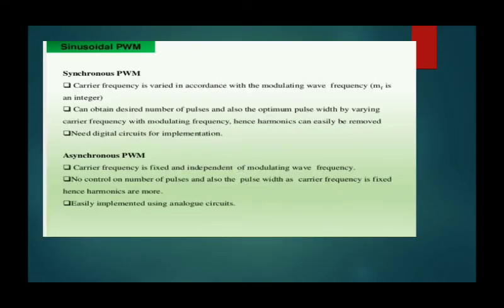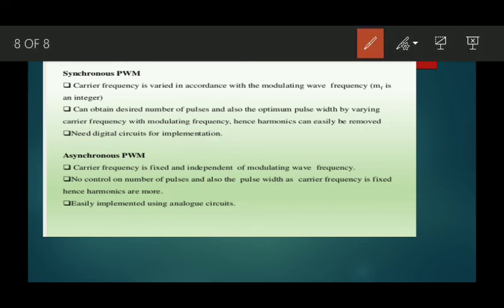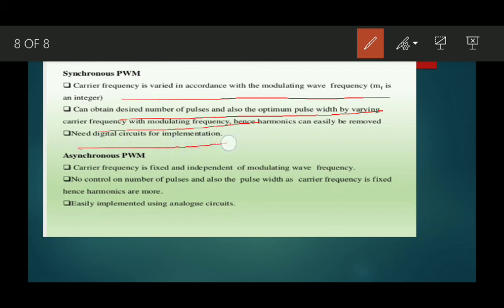The difference between synchronous PWM and asynchronous PWM is that in synchronous PWM the carrier frequency is varied according to the modulating wave frequency. We can obtain the desired number of pulses and the optimum pulses by varying the carrier frequency with the modulating frequency. It needs digital circuits for the implementation.